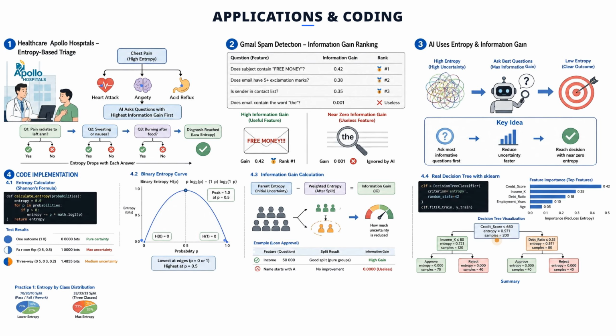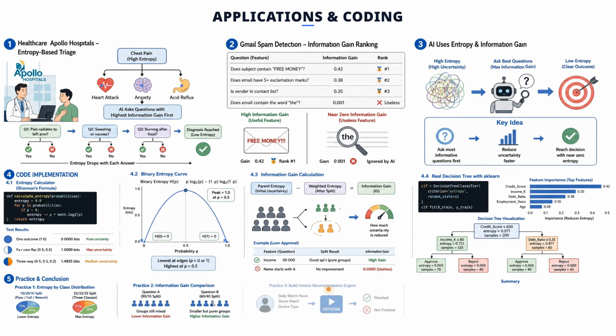To test this practically, look at the bottom section. If a classification system has a 70-20-10 split, the entropy is relatively low because one class dominates. But a 33-33-33 split maximizes entropy across three categories. Also, in the information gain comparison, a question that creates mixed groups has lower gain than one that creates smaller but purer groups. Finally, by applying this to a Hotstar recommendation engine, you can use entropy to find the strongest predictor of whether a user will finish a show.